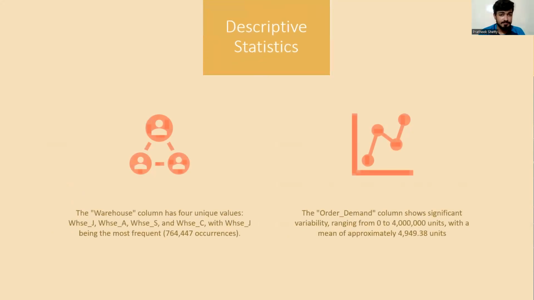Descriptive statistics. The warehouse column had 4 unique values, like I said, warehouse J, A, S, and C, with warehouse J having the most frequent values, around 764,447. The order demand column showed significant variability, ranging from 0 to 4 million units, with a mean of approximately 4,948.38 units.